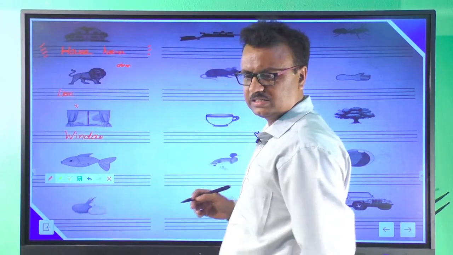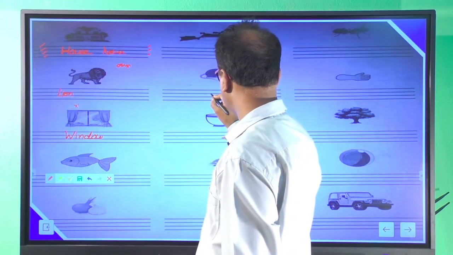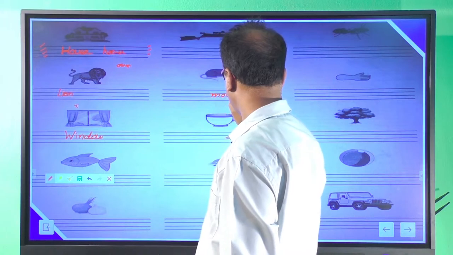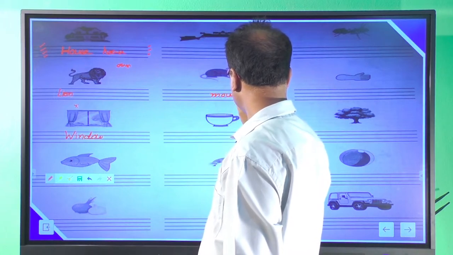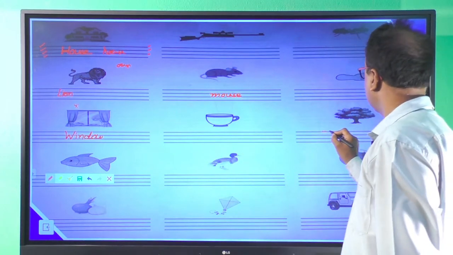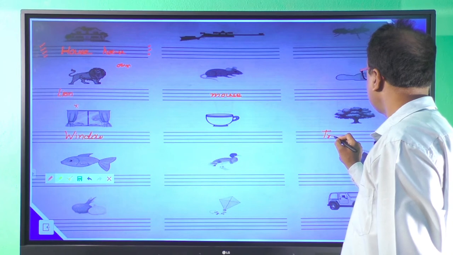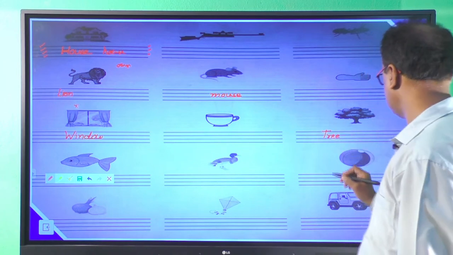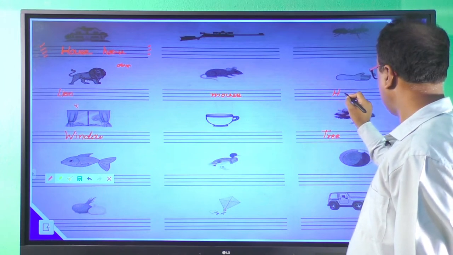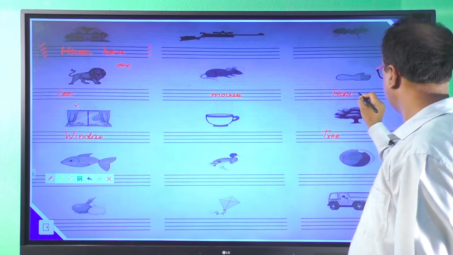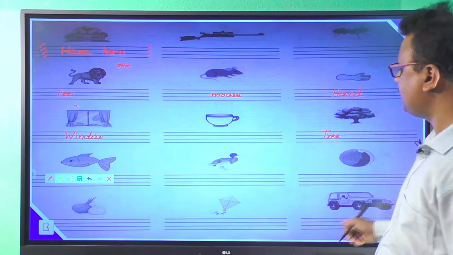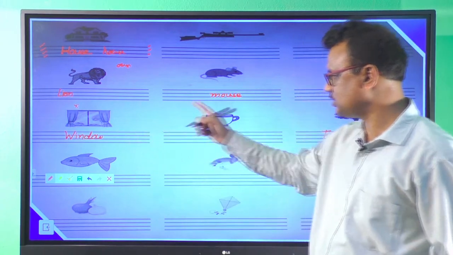What is this? This is a mouse. You can write mouse, small letter, suppose M, O, U, S, E, mouse. What is this? This is a tree. You can write T, R, E, E, tree. What is this? Hand. So H, A, N, D, hand. What is this? This is a jeep. You can write, this is a kite, onion, fish, isn't it?